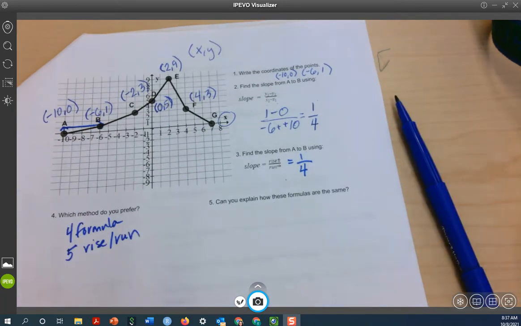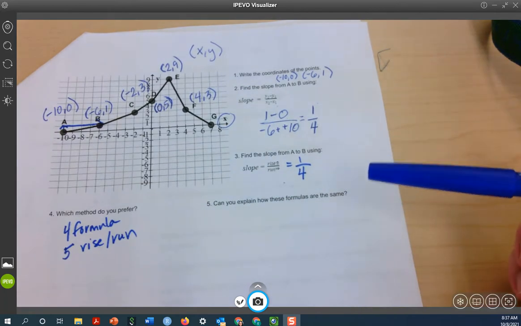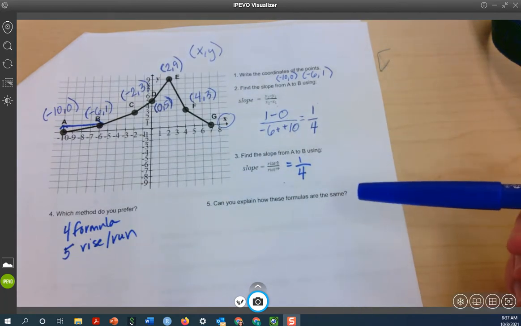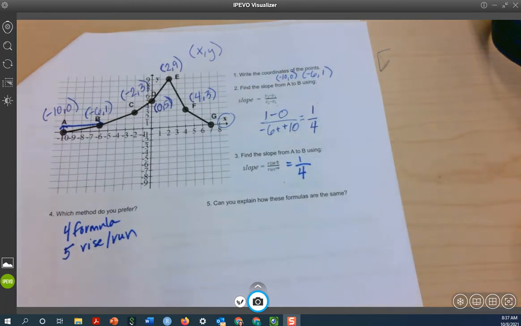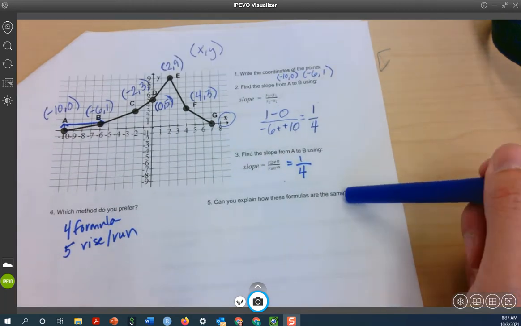Sorry, I forgot to record. How the formulas are the same. Some of you told me that they get the same answer, and that's true. And I'm also looking for the reason why they get the same answer. I saw something interesting on Kevin's paper. Kevin, can you read your answer nice and loud for us?